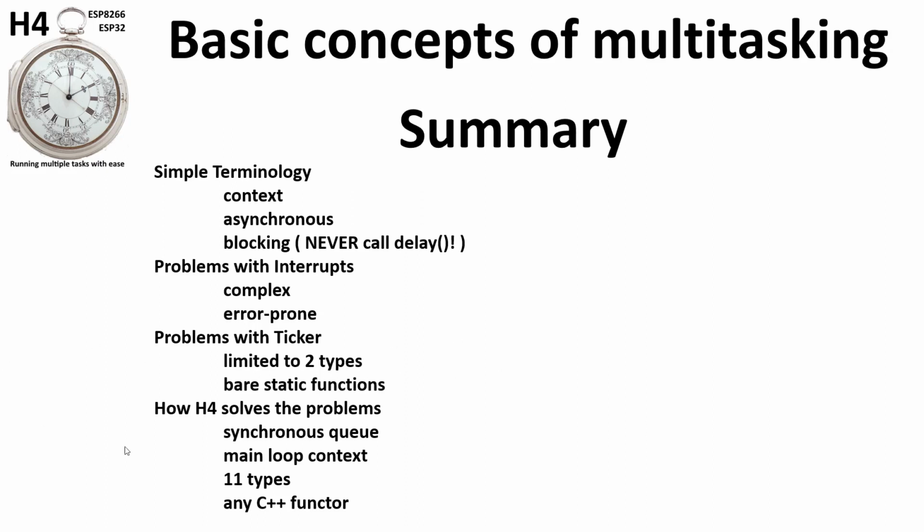We saw that there are problems with interrupts in that they're complex and error prone. We saw that there's problems with tickers, in that they're limited to two types and they can only call static functions. And we then saw that H4 solves the problem by putting all of the async events into a synchronous queue. It runs all of your code in the main loop context. It's got 11 types of timer and it can call any C++ functor.